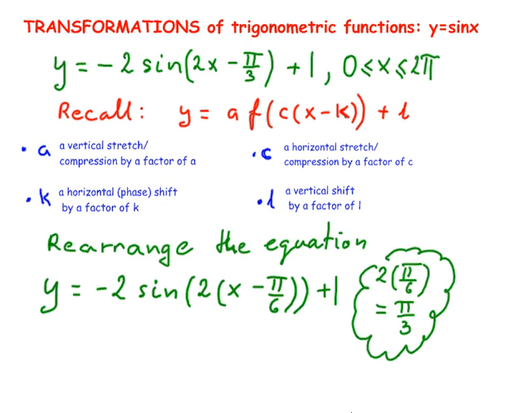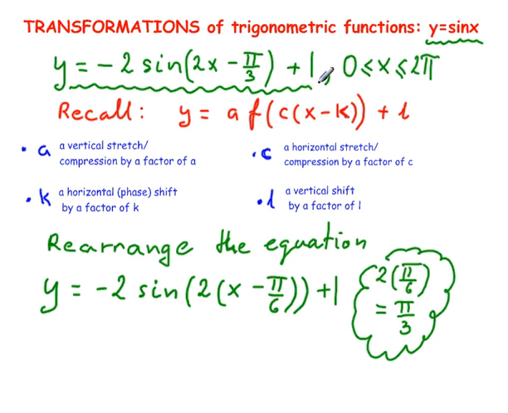Transformations of trigonometric functions. Our objective here is to find a resultant graph for this transformed function, starting from y is equal to sine x. The given domain is the interval between 0 and 2 pi radians.